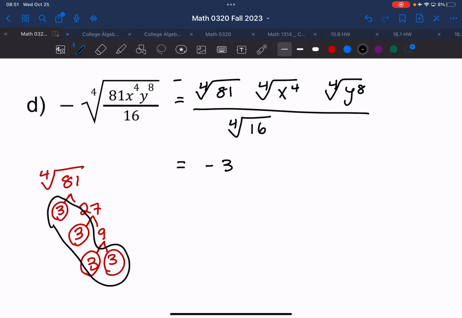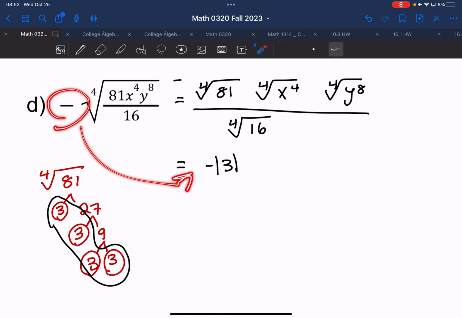Okay, does that 3 need to be in absolute value bars? Yes, because the 4th root is even. Okay, so putting that 3 in absolute value bars. Remember that negative came from outside of the entire problem. That's why it's not in those absolute value bars. That negative came from here. I'm just placing it on the outside so I don't forget it. Okay. Now let's look at the next part.